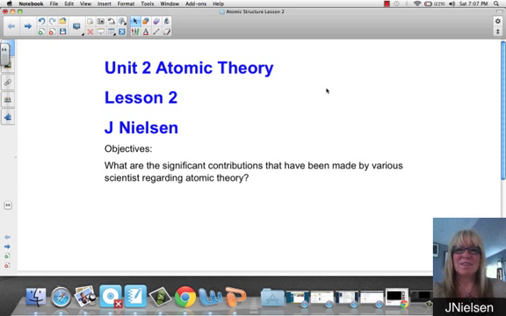Okay, this is Unit 2, Atomic Theory, Lesson 2. At the end of the last lesson, the lesson stopped before it was supposed to, and we did not cover the wave mechanical cloud model, which is our modern present-day model. So we're going to pick up with that, and then we are going to review the significant contributions that were made by various scientists regarding atomic theory and who have brought us to where we are today.